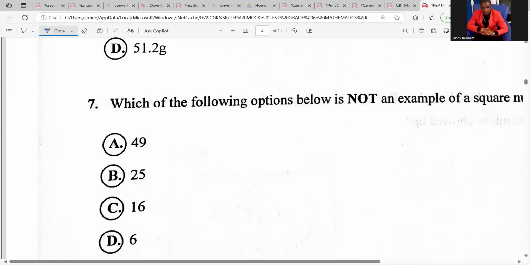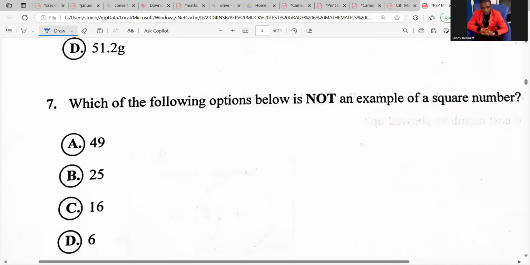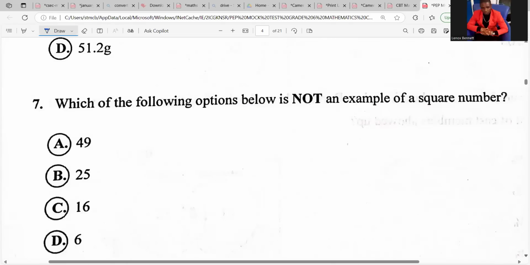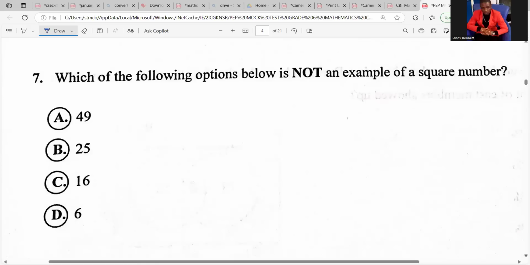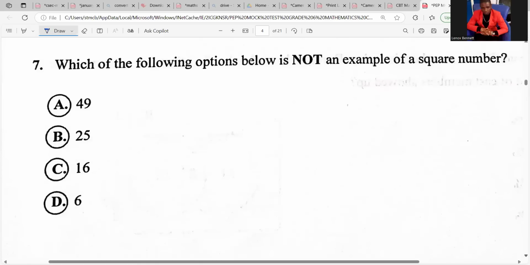Which of the following options is not an example of a square number? Go ahead and work that out.